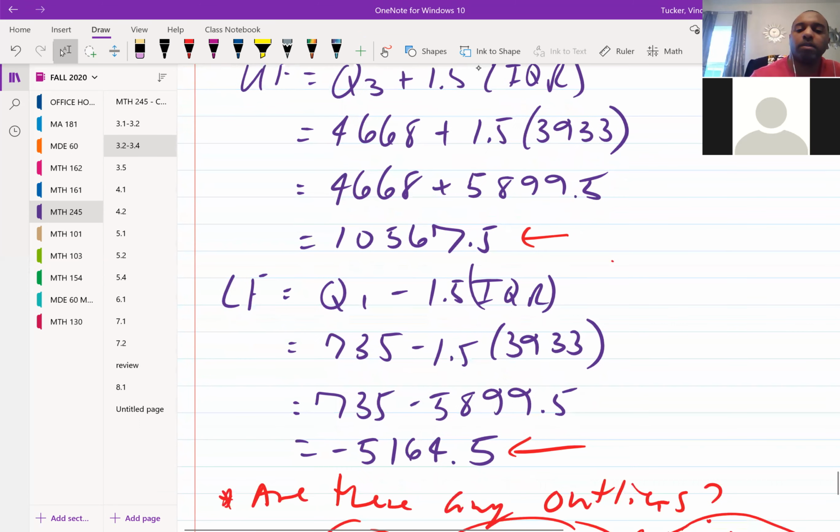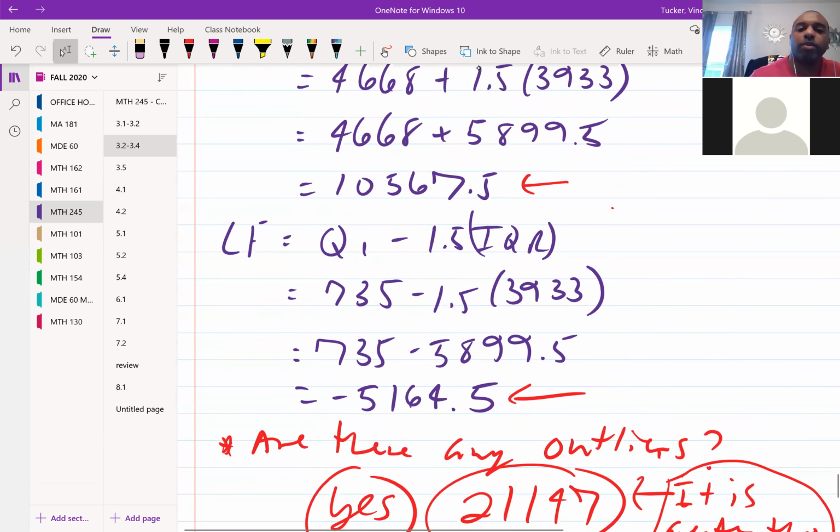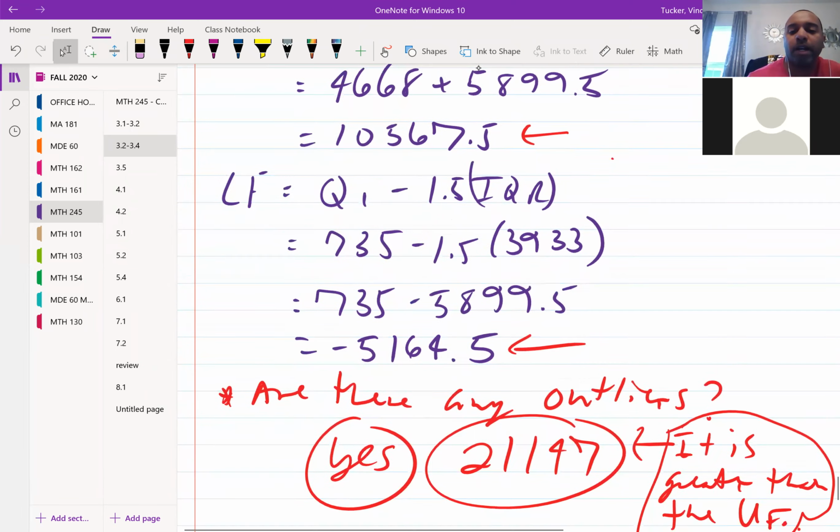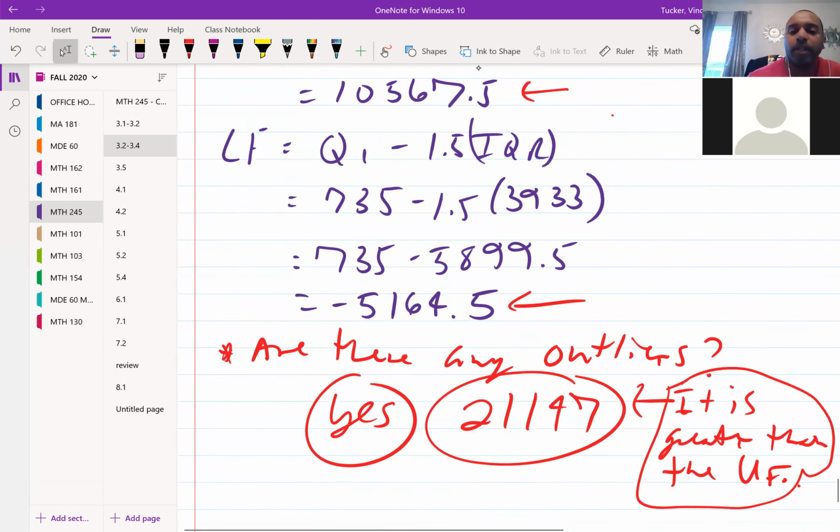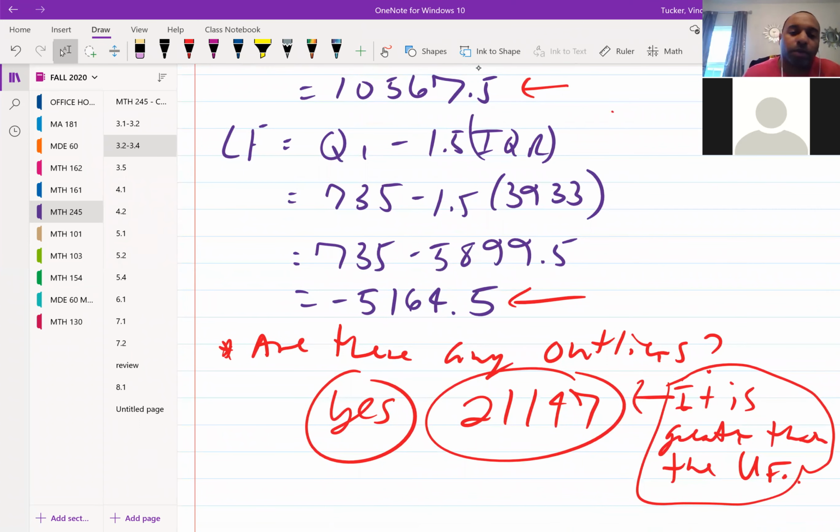All right. So now we use our fences to determine if there are any outliers. The answer is yes. 21,147 is an outlier because it's greater than that upper fence. Remember, our upper fence is 10,567.5.